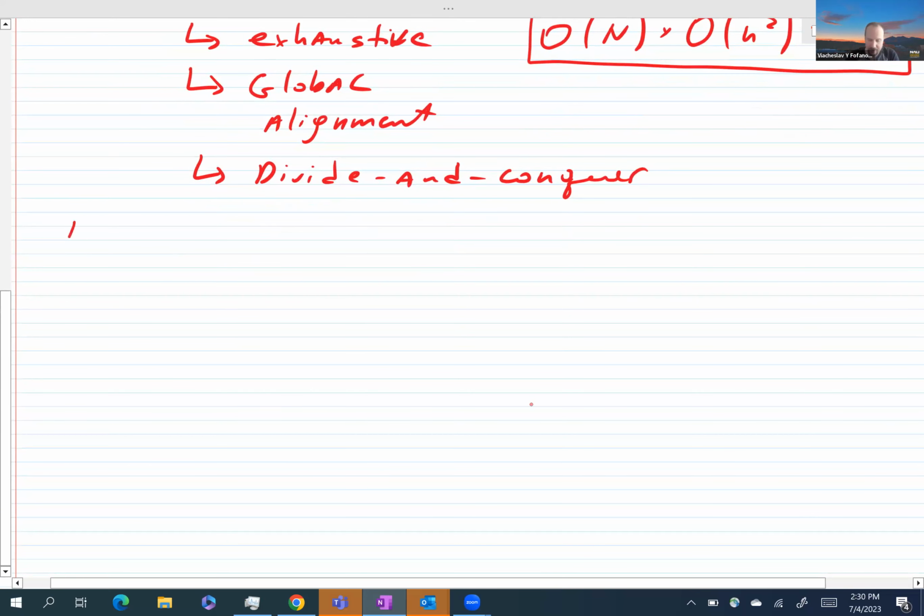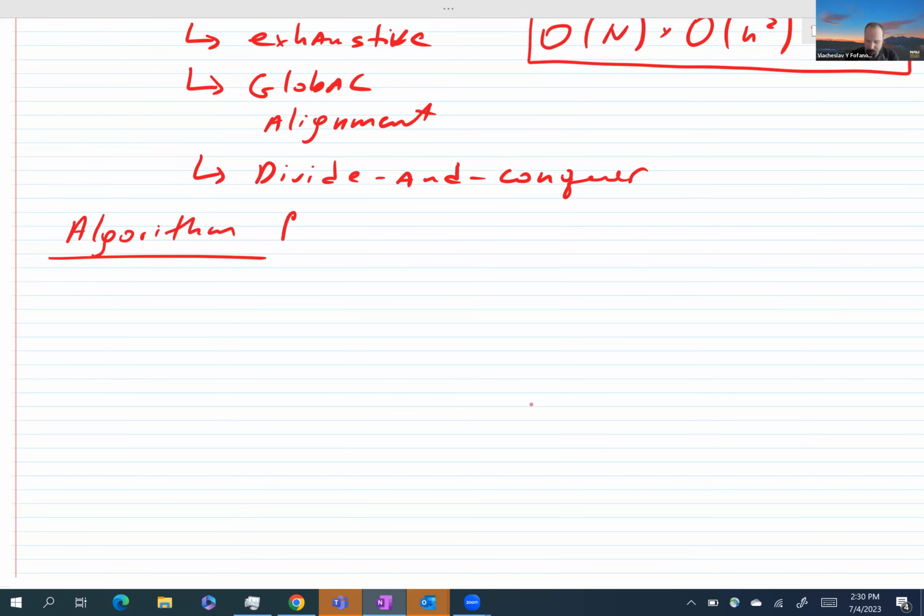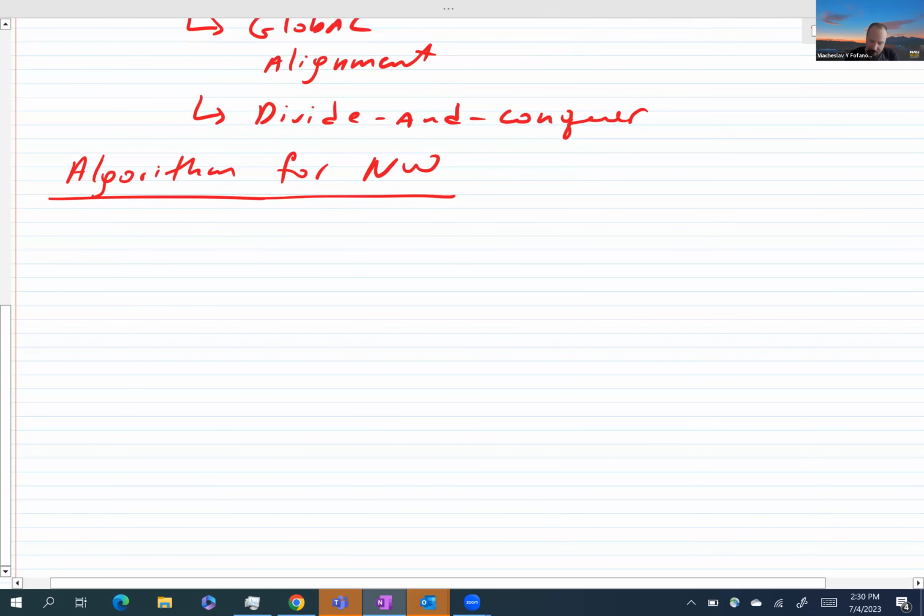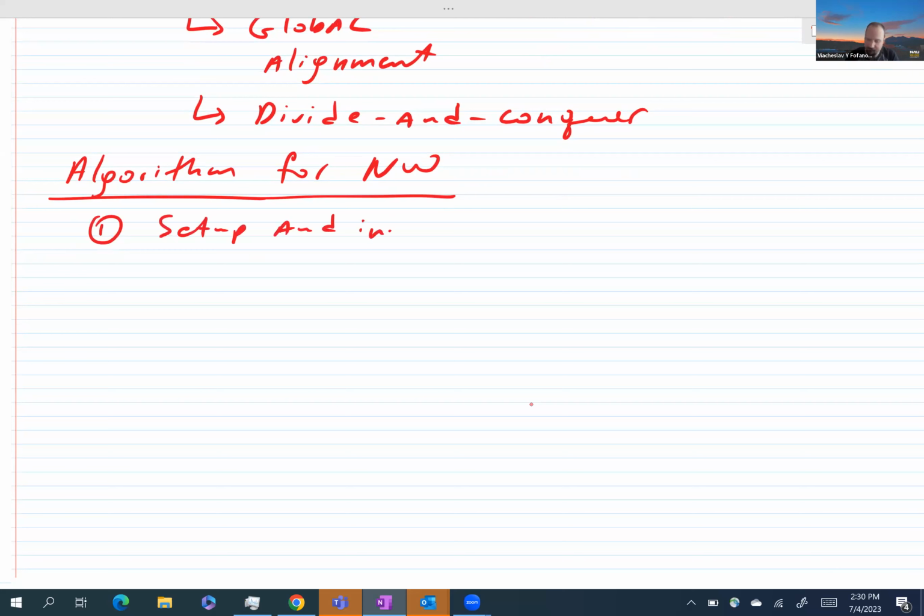So let's talk about the algorithm for Needleman-Wunsch. Because again, the algorithm that we're talking about here, the Smith-Waterman, is going to be an extension. So let's recap what the central idea there was. So the central idea was we needed to set up and initialize our score path matrix D.